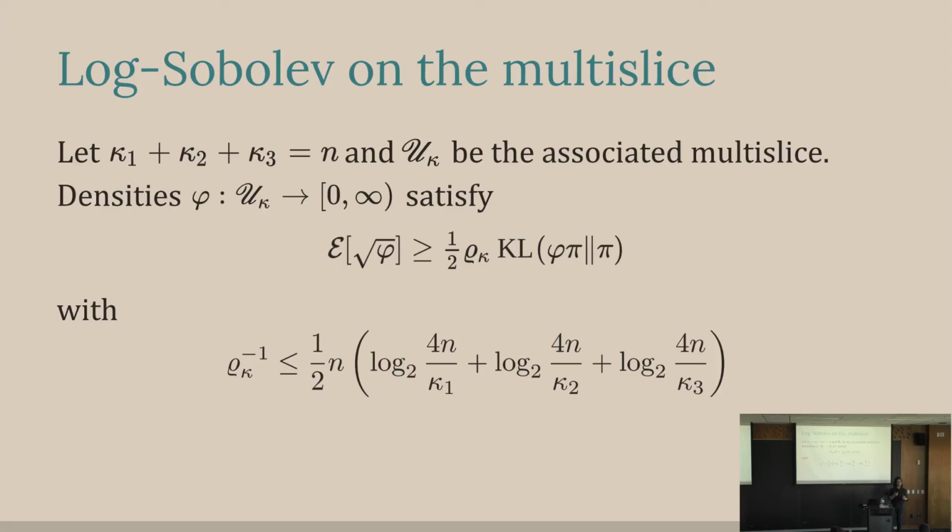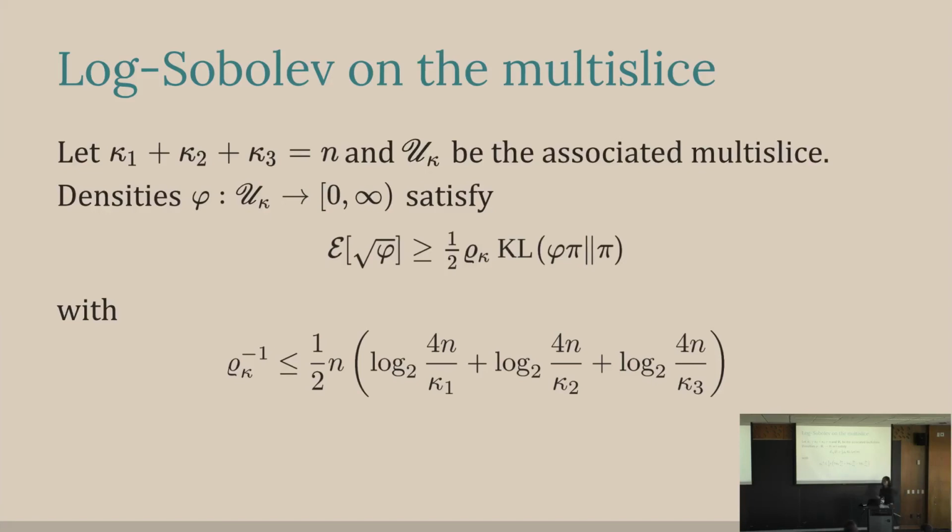So in this case, kappa 1, kappa 2, kappa 3 all equaling n over 3. I guess that's the prototypical case that we want to consider. And in fact, from what we know of the lower bounds, we can't hope to get a good log-Sobolev constant if they are not approximately equal. Oh, okay.